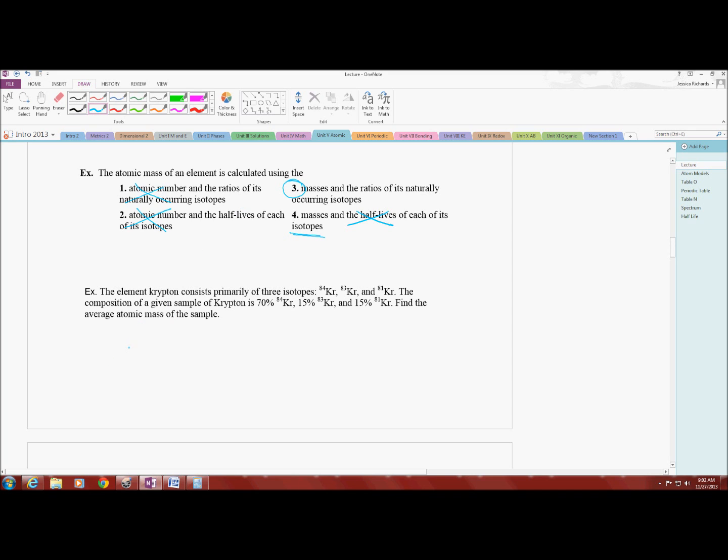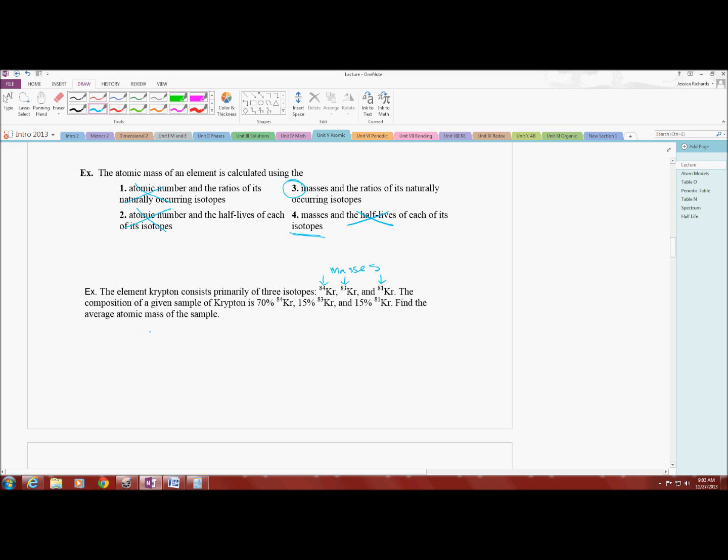They have asked you to actually calculate the weighted average in a short answer, so this was from a final exam. So the element krypton consists primarily of three isotopes: krypton 84, krypton 83, and krypton 81. Now you have to know that these are the masses. Those little numbers at the top are the masses. The composition of a given sample of krypton is 70% krypton 84, 15% krypton 83, and 15% krypton 81. Find the average atomic mass of the sample.